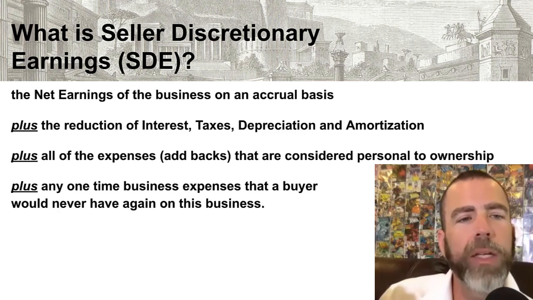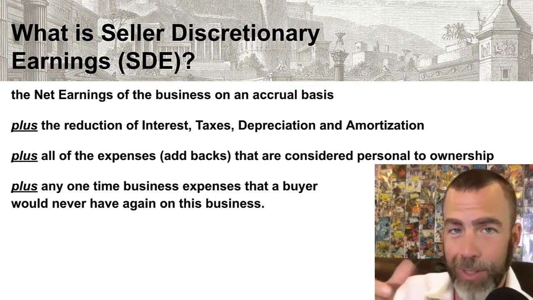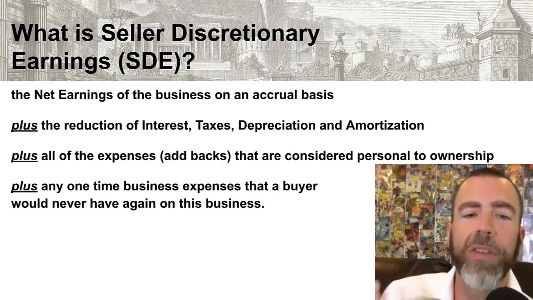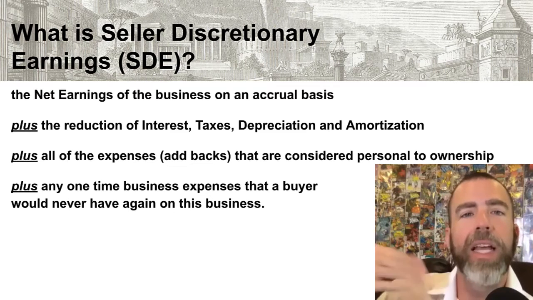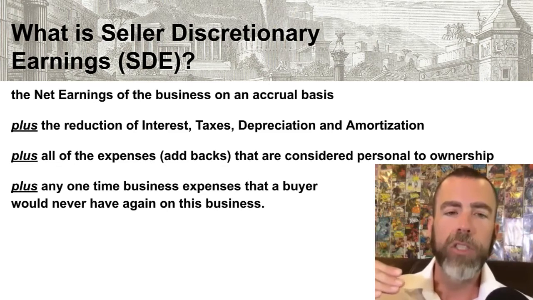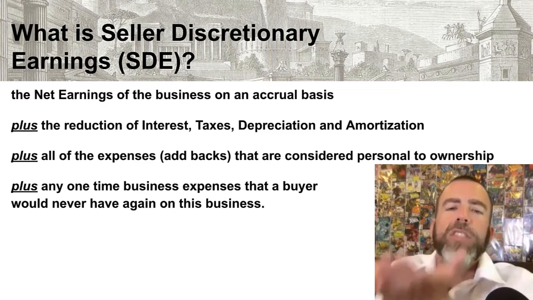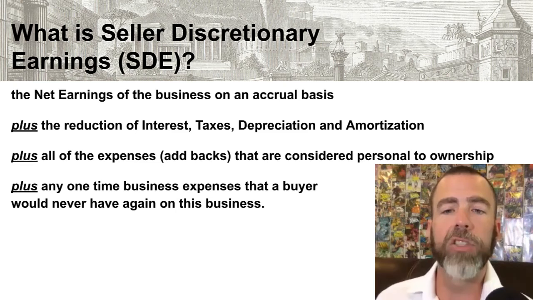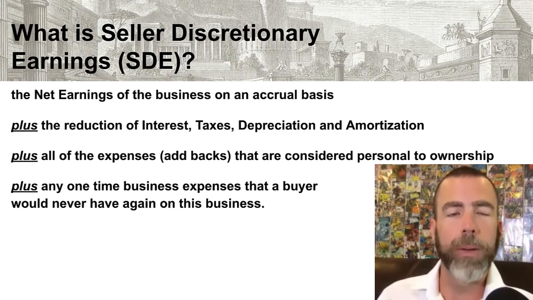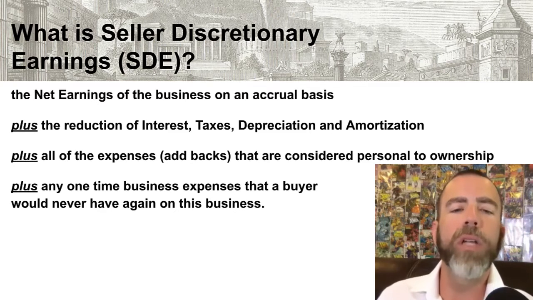So SDE is the net earnings of the business on an accrual basis plus the reduction. So this is a double negative. This is plus the reduction of interest, taxes, depreciation, and amortization. So you're actually adding in whatever reduction you took for interest, taxes, depreciation, and amortization. That basically brings your SDE up. Plus all of your expenses which are add-backs that are considered personal to ownership. So these are like benefits to the owners of the company. Then also you add in the one-time business expenses that a buyer would never have again on this business.